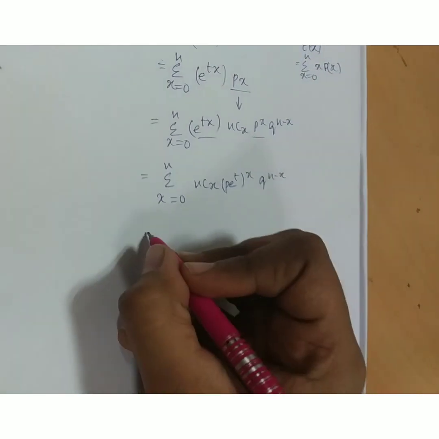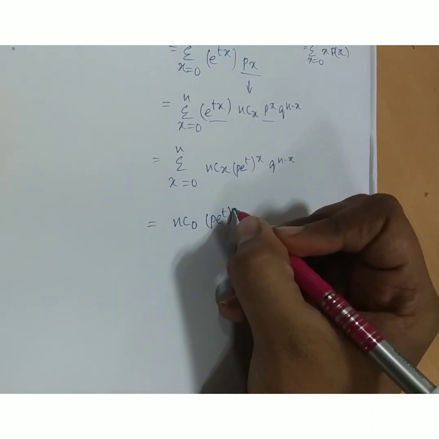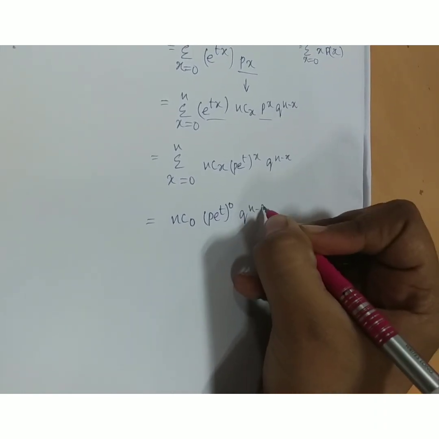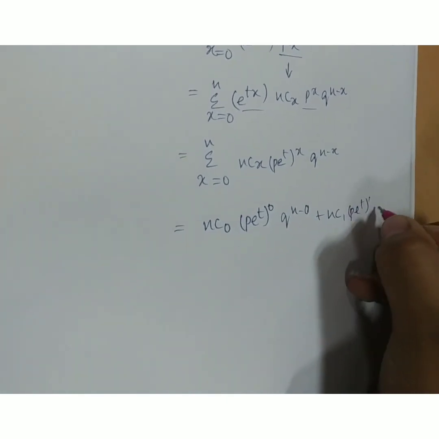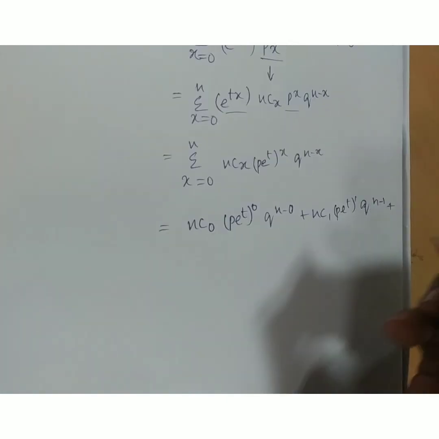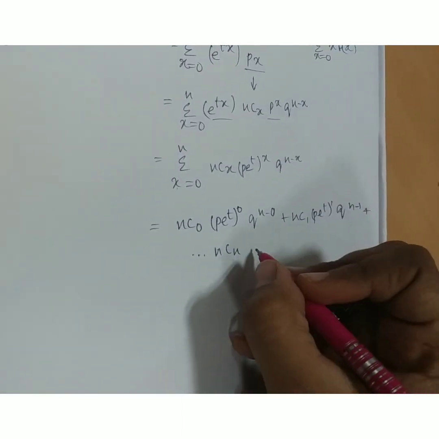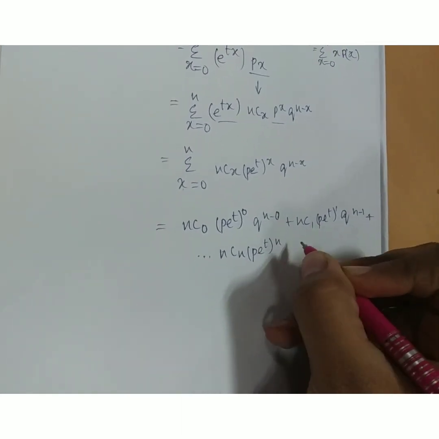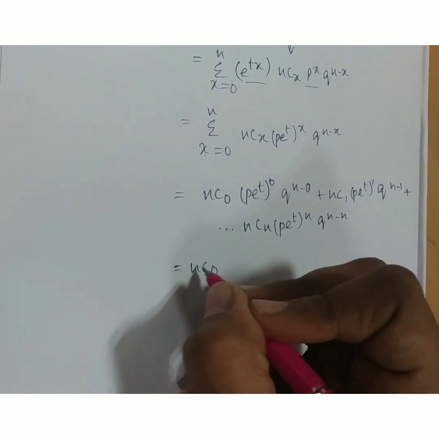Then substituting the formula of binomial distribution here, we get nC0 (p e^t)^0 q^(n-0) plus nC1 (p e^t)^1 q^(n-1) plus etc. nCn (p e^t)^n q^(n-n). We substitute these values for x because x takes the values from 0 to n.